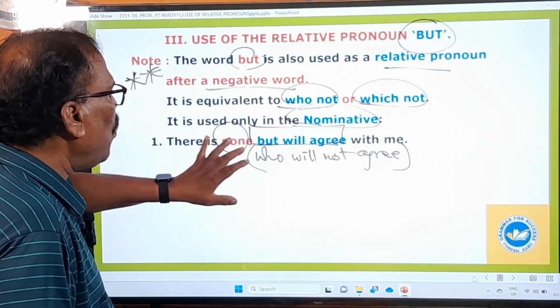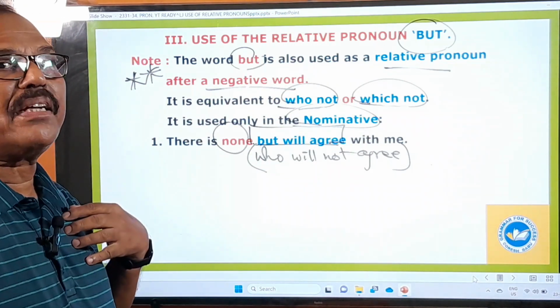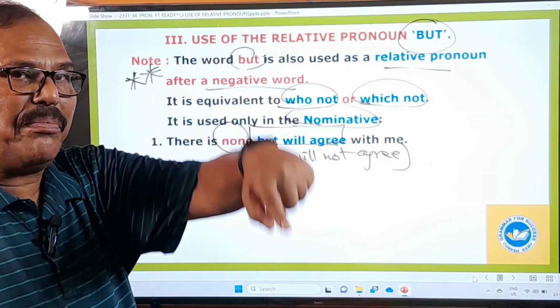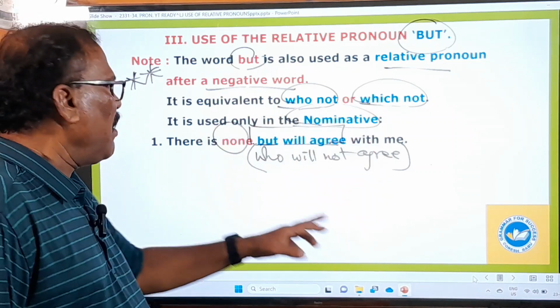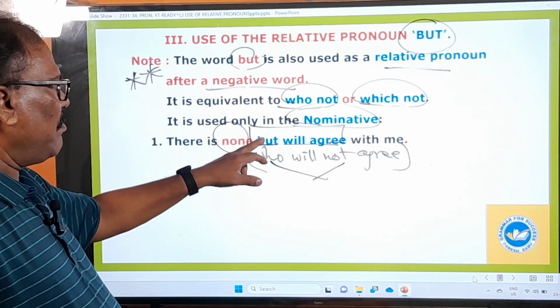There is none who will not agree with me. But will agree with me means who will not agree with me. You see how beautiful the meaning is. Instead of saying who will not agree with me, you had better say but will agree with me. But is there. It is standing for who and not. But means who and not.